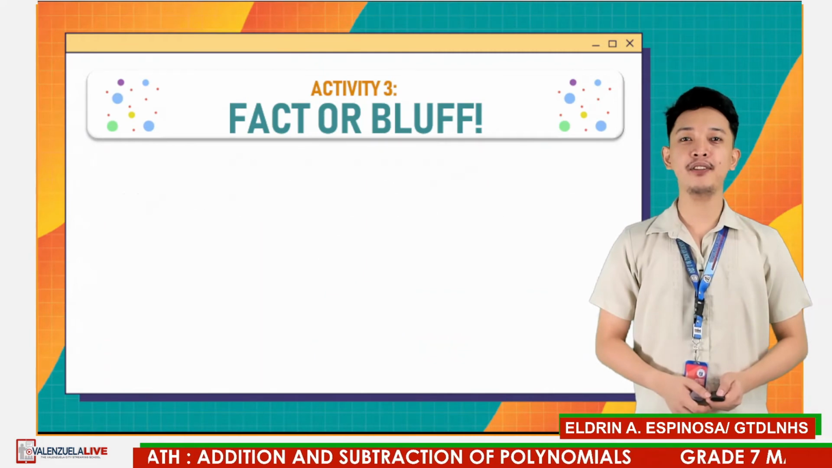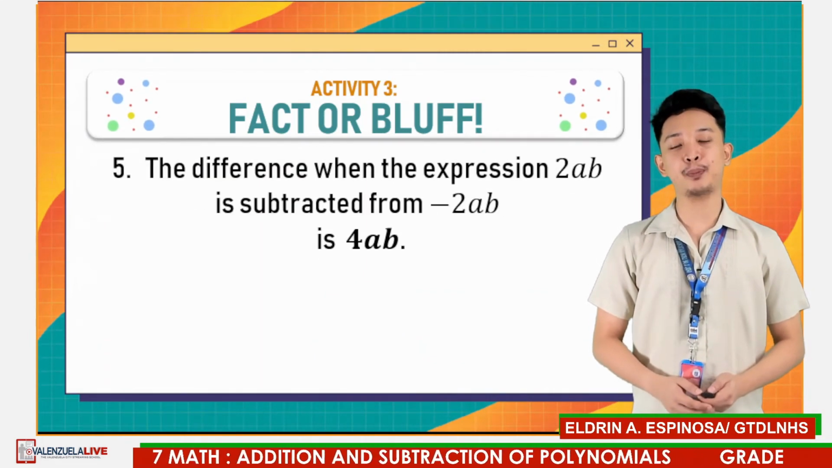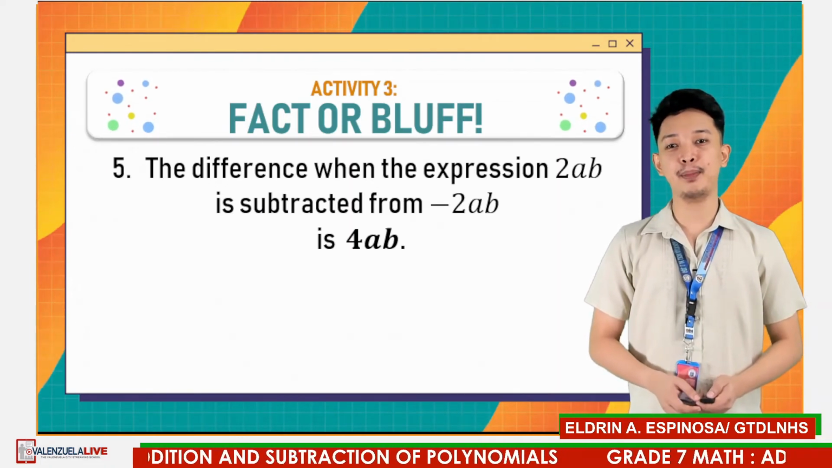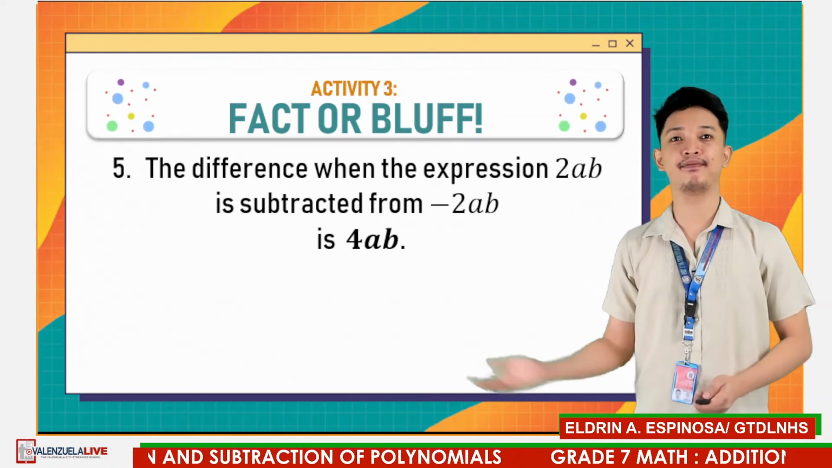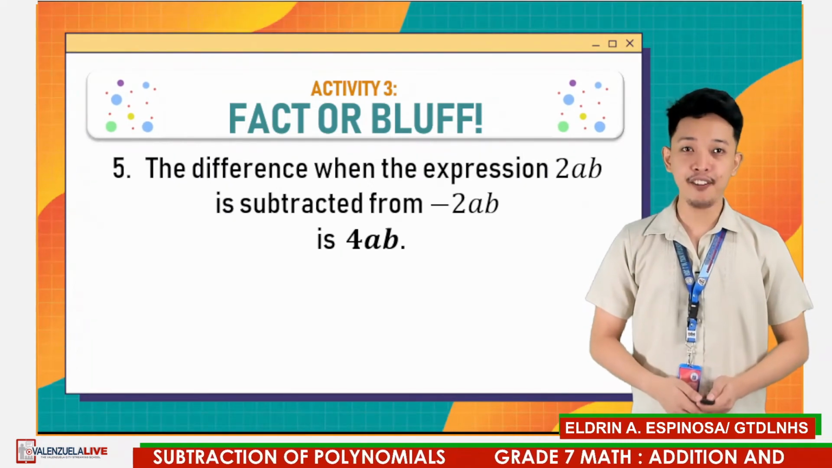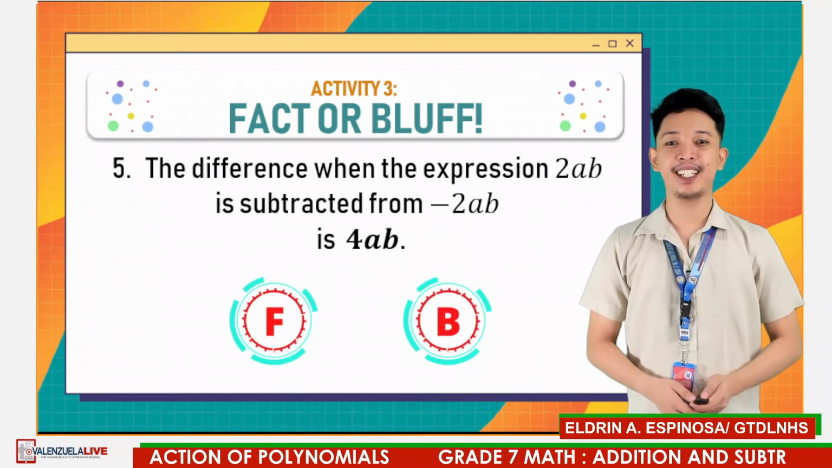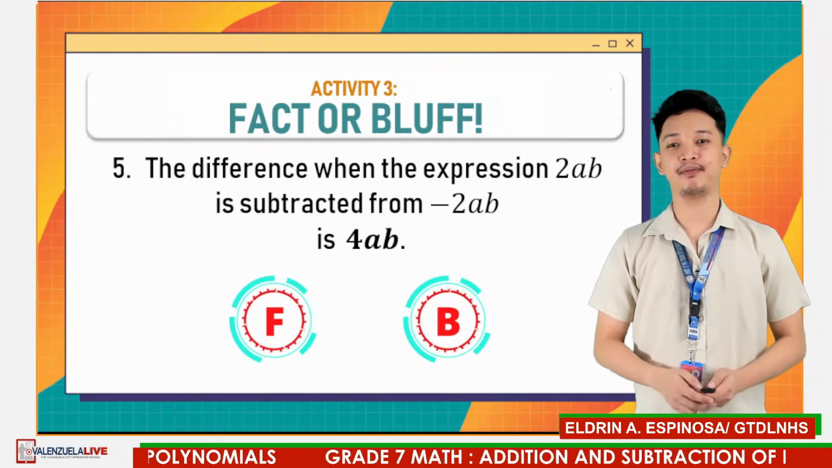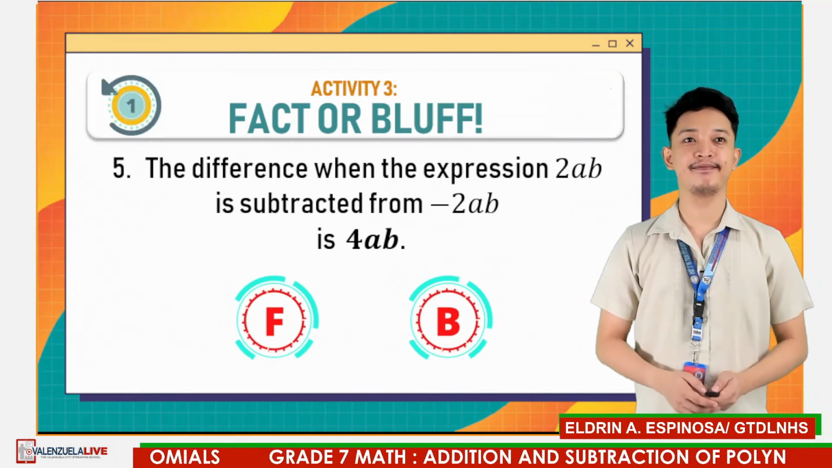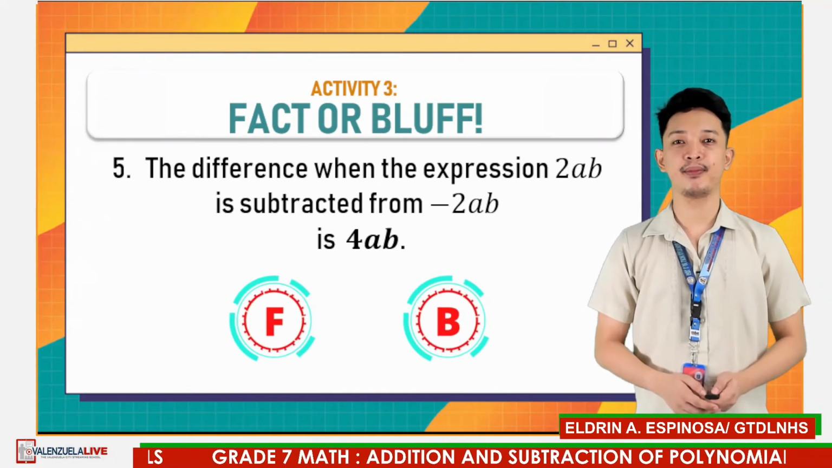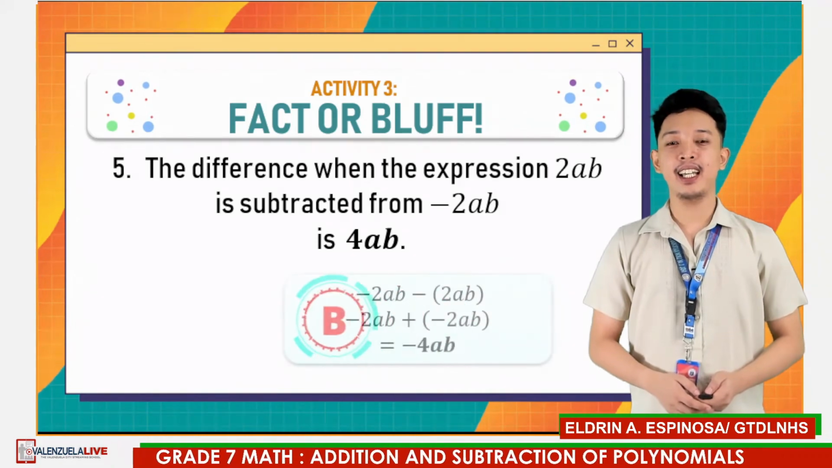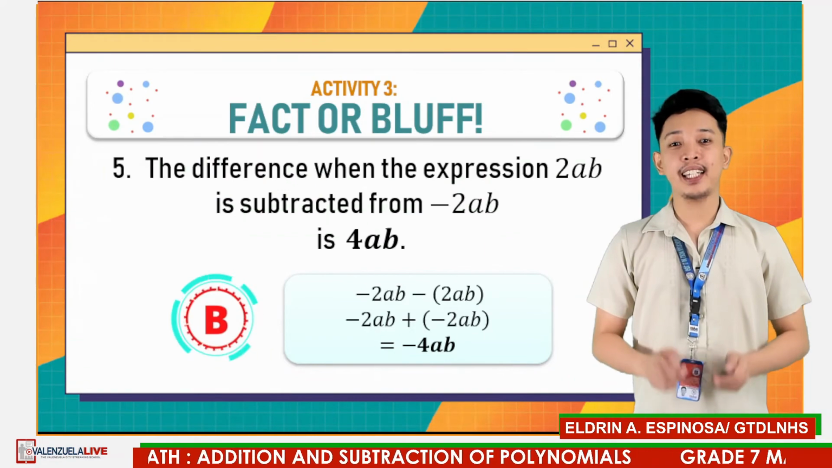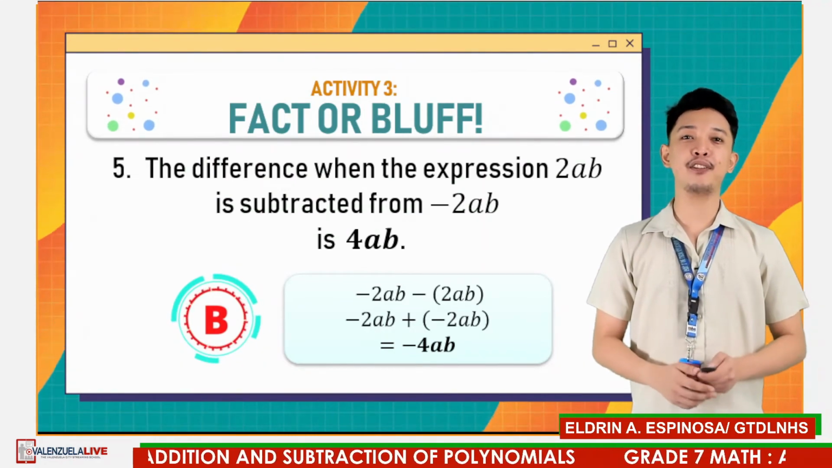Number 5. The difference when the expression 2ab is subtracted from negative 2ab is 4ab. Is it F or B? 5 seconds, go! If your answer is letter B, then you are correct, because the difference must be negative 4ab.